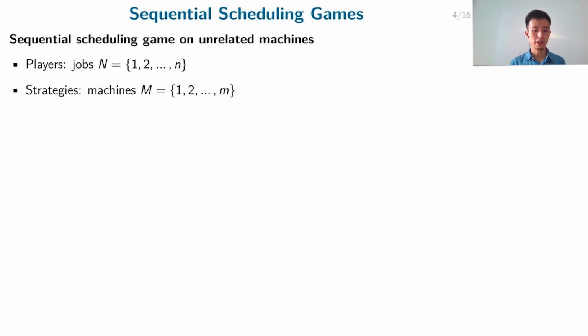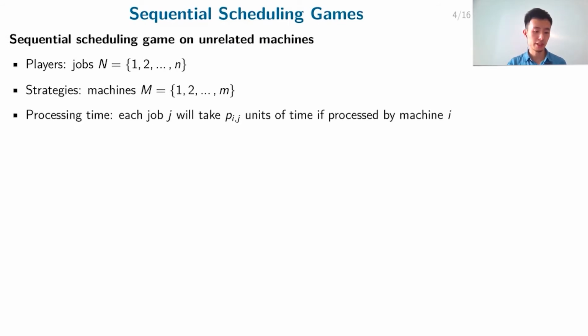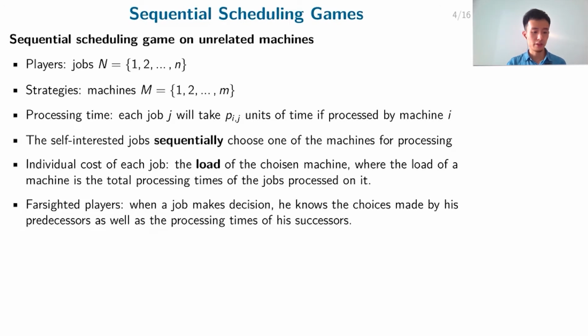Now we give the formal definition for the sequential scheduling game. There are n jobs as players and m machines as strategies. Each job j has a processing time p_ij on machine i. The self-interested jobs will sequentially choose one of the machines for processing, and the individual cost of each job is defined as the load of the chosen machine, where the load of the machine means the total processing time of the jobs processed on it.